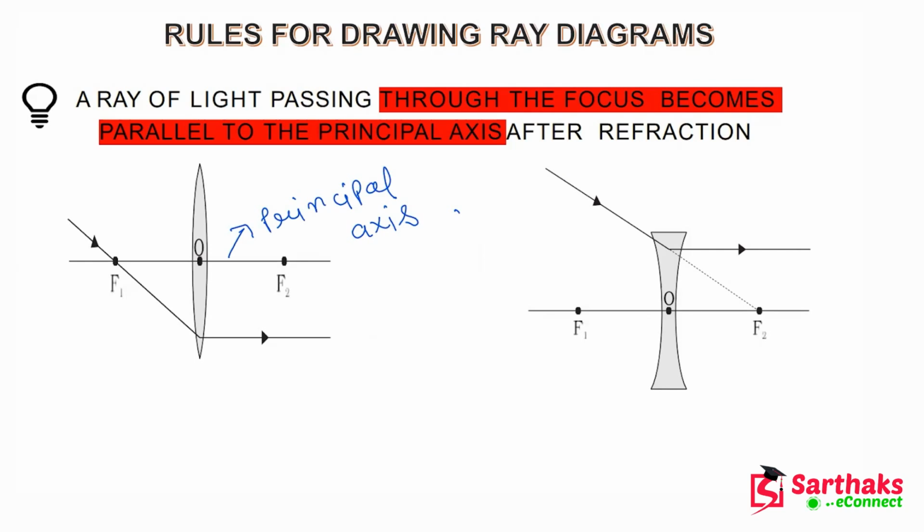Now, the same thing will happen in the case of a concave lens. A line is coming like this, and it appears to be passing through this point F2, but it is not actually passing through here. It appears to us that it is passing through F2. After the refraction, it will become parallel to the principal axis. I hope, guys, you understood this rule. Now let's move on to the next slide.